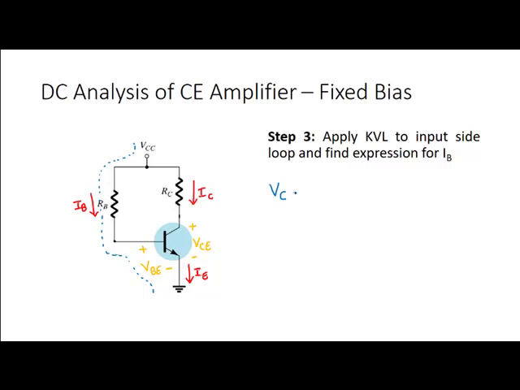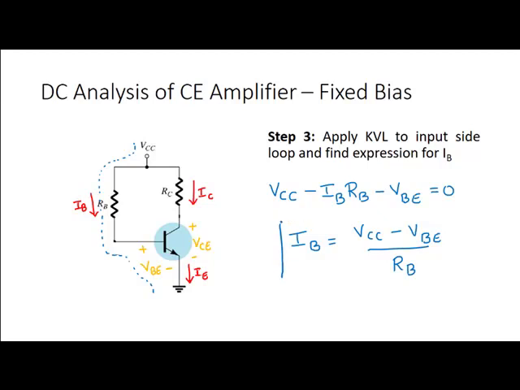So we start with VCC, then we encounter RB. So VCC minus IB RB. IB RB is the voltage drop across the resistor RB. Then we encounter VBE, next voltage drop. So minus VBE, and that's it. We have reached the common terminal, equal to 0. So the expression for the base current IB, I'll rearrange the terms. So IB is nothing but VCC minus VBE by RB.